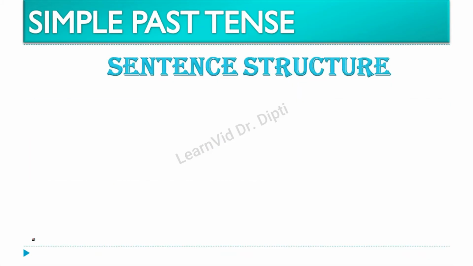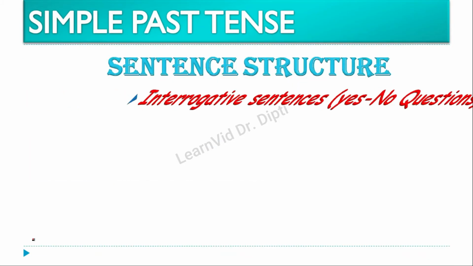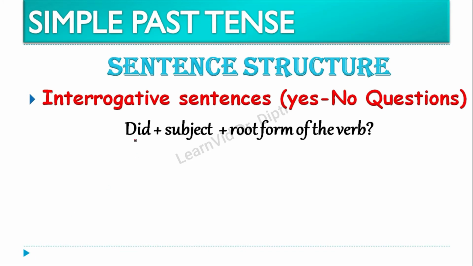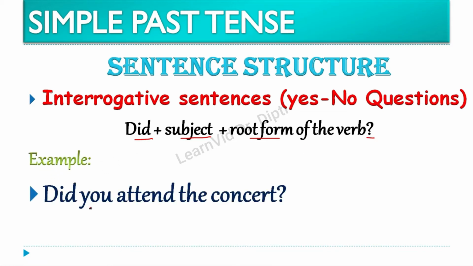Now let us move on to the third type of sentence structures, that are interrogative sentences, और इसमें हम yes no question sentences देखेंगे. इसमें जो rule follow होता है उसमें पहले हम लगाते हैं did, then comes the subject and then the root form, that is the base form of the verb with a question mark. Let us understand this with an example. The first example over here is did you attend the concert. तो यहाँ पर पहले लग गया did, then you is the subject and attend is the root form of the verb, and here comes the question mark. So इस तरीके से हम yes no question formation कर सकते हैं.